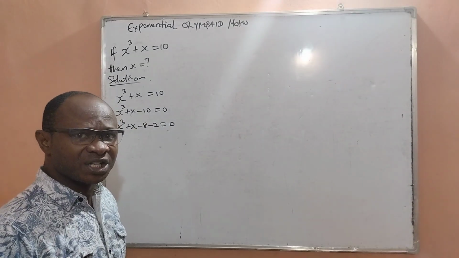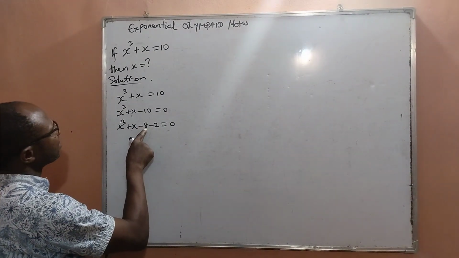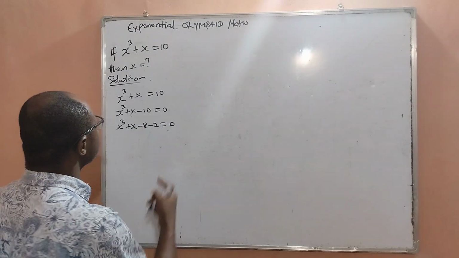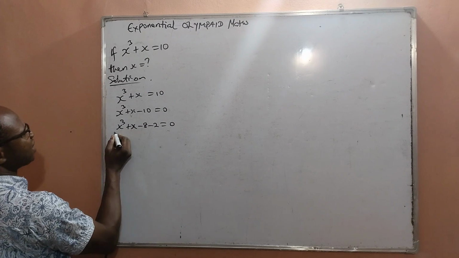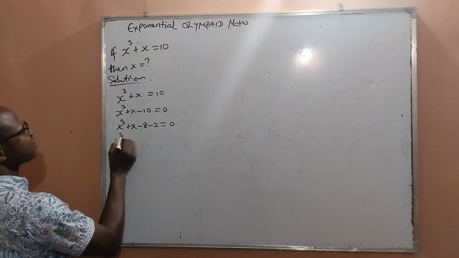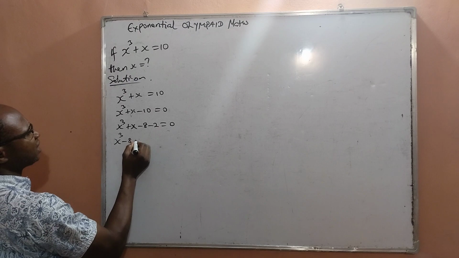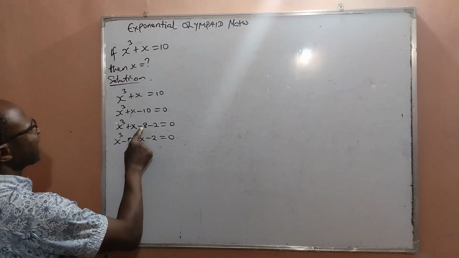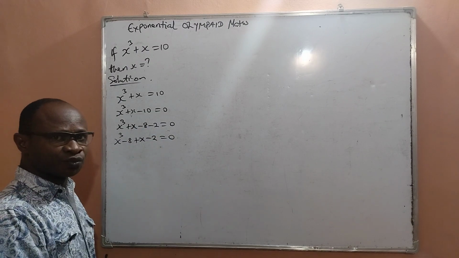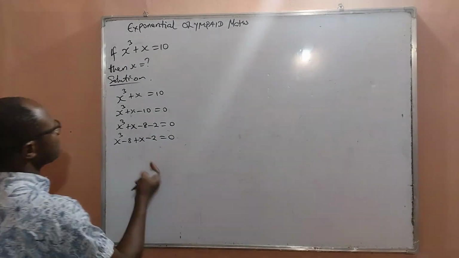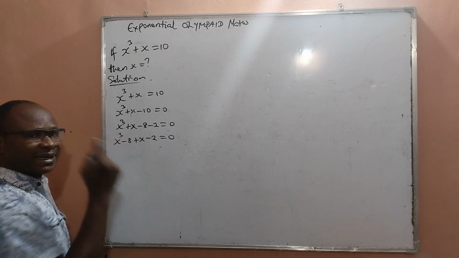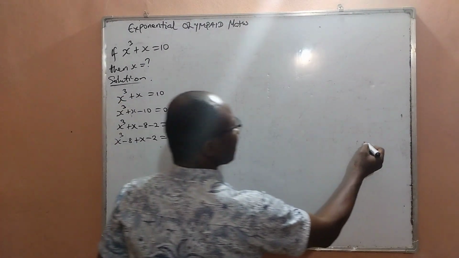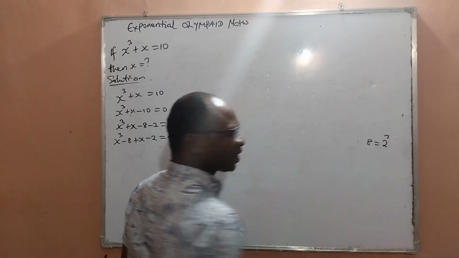Why I use minus 8 minus 2 is because from minus 8 I can get a number in cube form that can give me 8. Remember my target: why I use minus 8 minus 2 to represent my 10 is because I want to form a number raised to the power 3 from 8, which is possible. Therefore, 8 is equal to 2 to the power of 3.